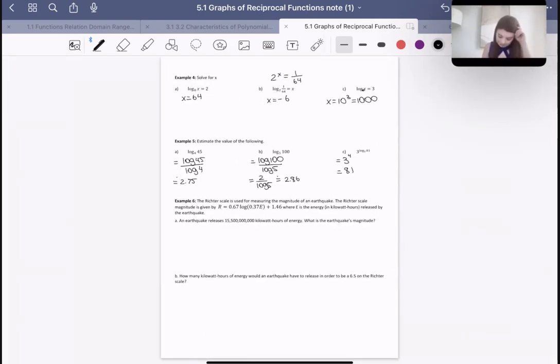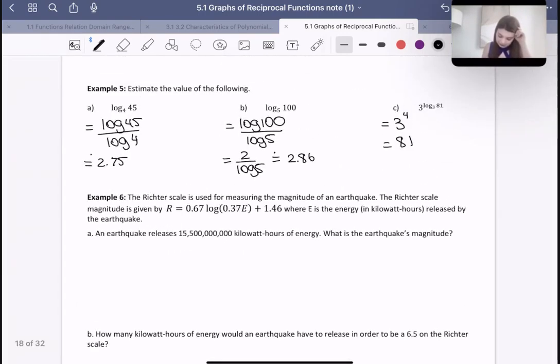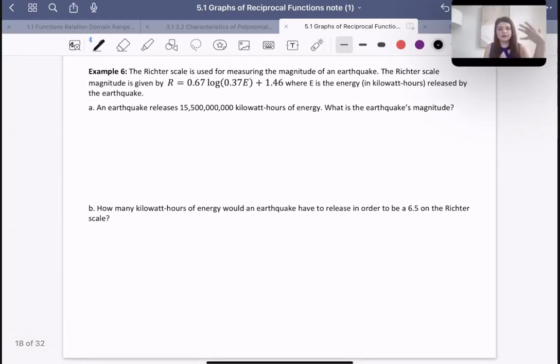Okay. Let's try this last example here when it comes to just evaluating logarithms and understanding them. This one says that the Richter scale is used for measuring the magnitude of an earthquake. The Richter scale magnitude is given by R equals 0.67 log of 0.37 E plus 1.46, where E is the energy in kilowatt hours released by an earthquake. An earthquake releases 15.5 billion kilowatt hours of energy. What is the earthquake's magnitude?